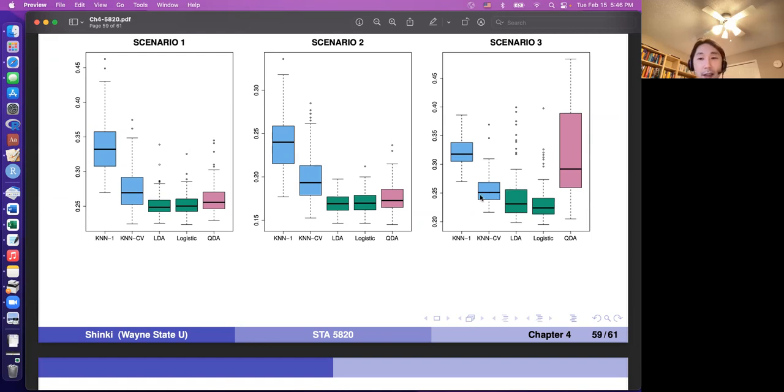KNN with moderately large n. So this KNN CV is the K nearest neighbors. In K nearest neighbors, K is chosen in some optimal way. So it doesn't perform fantastic, but still it works reasonably well.